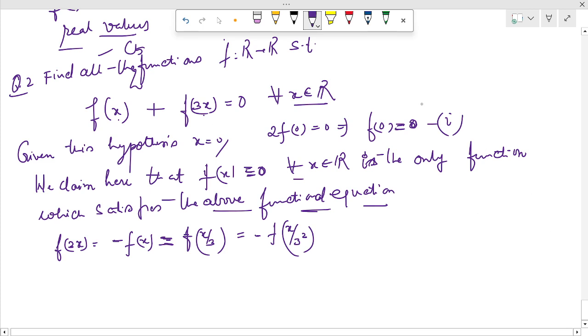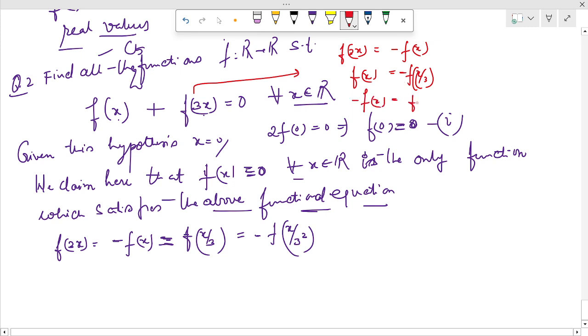If you are not able to understand, I'm writing it here. f(3x) will be equal to minus f(x). And what will be f(x)? If I just write x by 3 here, it will be minus f(x/3). So minus f(x) will be equal to f(x/3). And what will be f(x/3)? It will be minus f(x/3^2), so on and so forth.